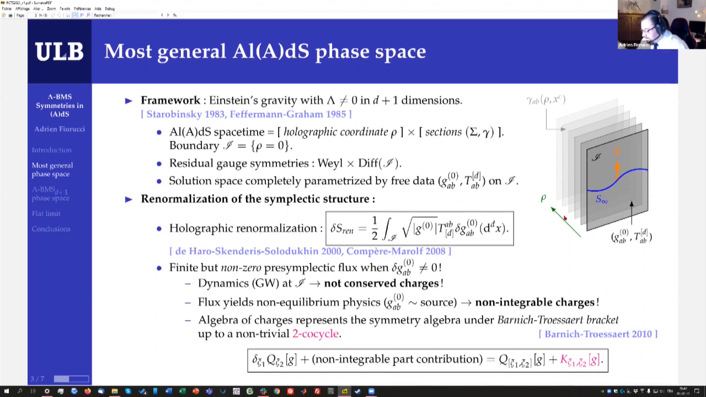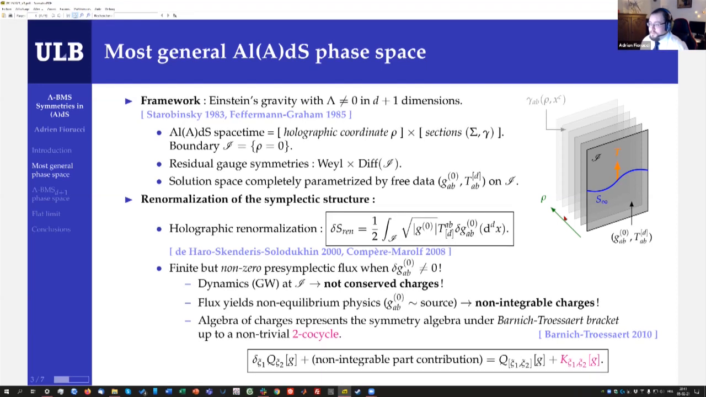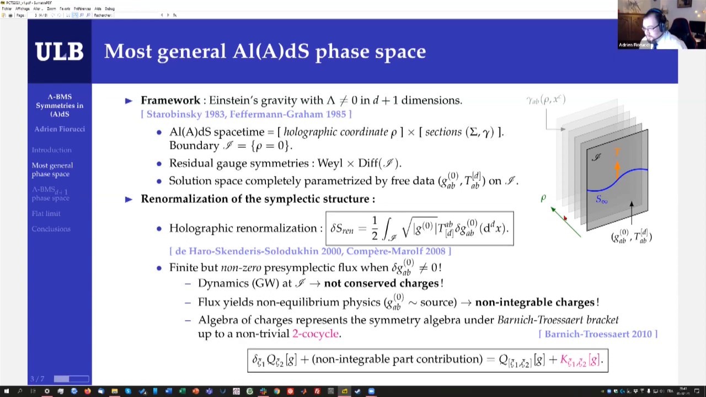in the picture a bit earlier, also drawn by Starobinsky, which represents any asymptotically locally AdS spacetime as a stack of codimension 1 sections along a holographic coordinate. And when this holographic coordinate reaches 0, you reach the boundary of AdS or dS, which is the conformal boundary, here denoted scri. With this gauge fixing, the residual gauge symmetries are the rescalings of the boundary and all the diffeomorphisms that you can imagine on your boundary.